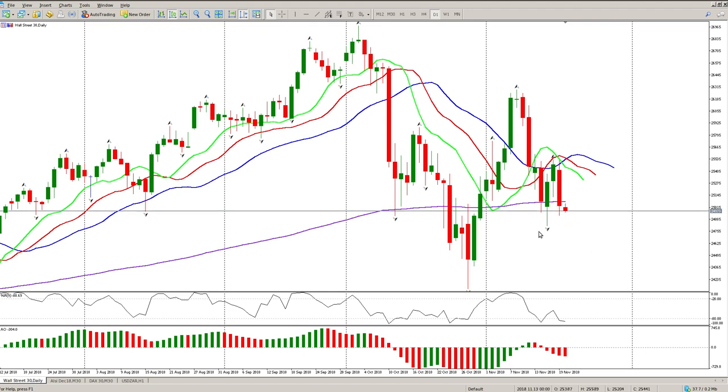We had quite a big sell-off in the US yesterday, and we are below the zero line on the awesome oscillator again, and that is bearish. Below the alligator, we're bearish. Below the 200 moving average at the moment with a daily close, we're also bearish. So that's the picture on the daily.